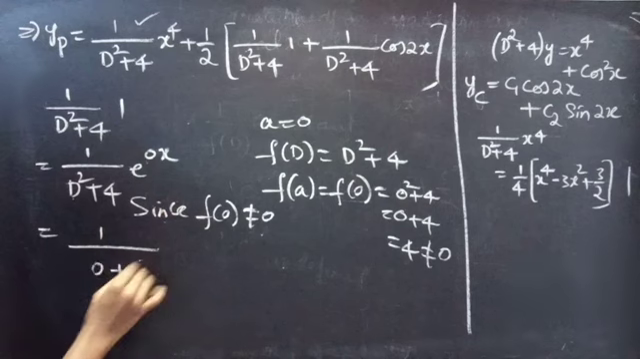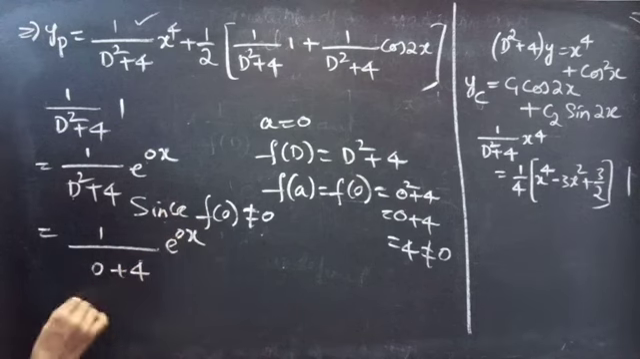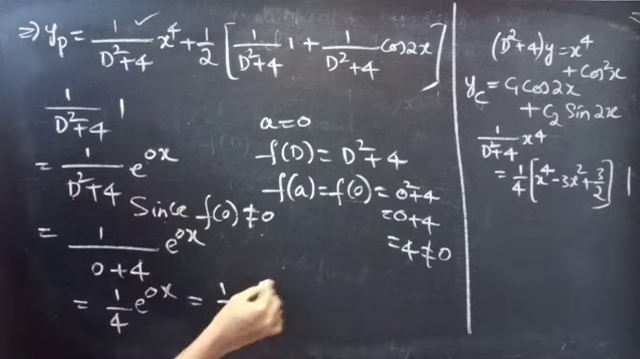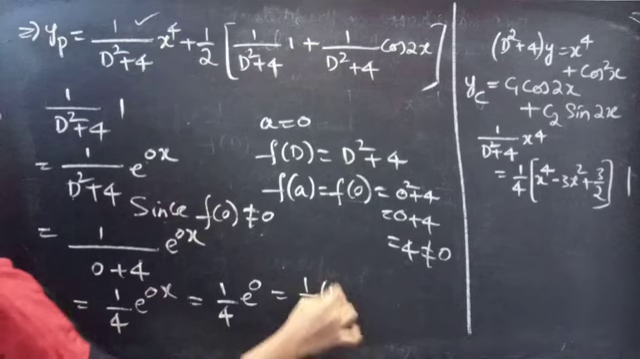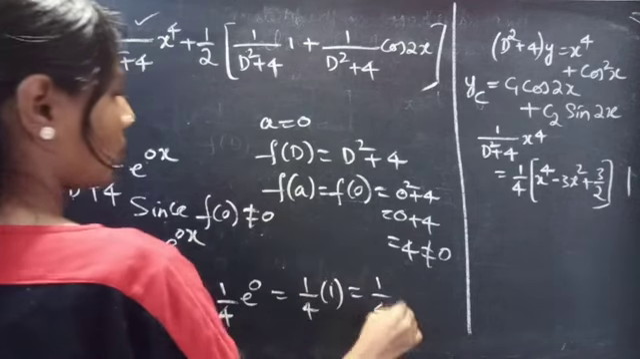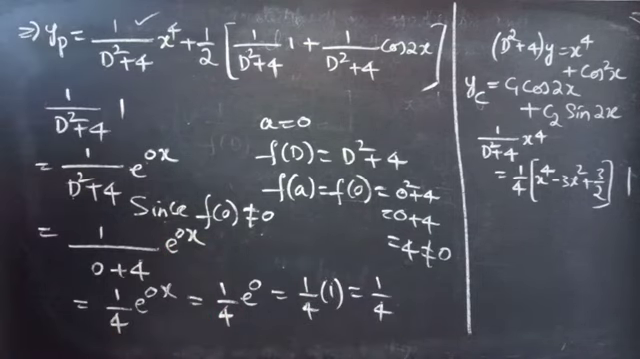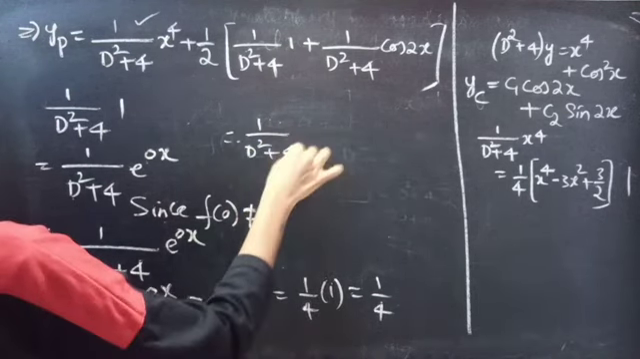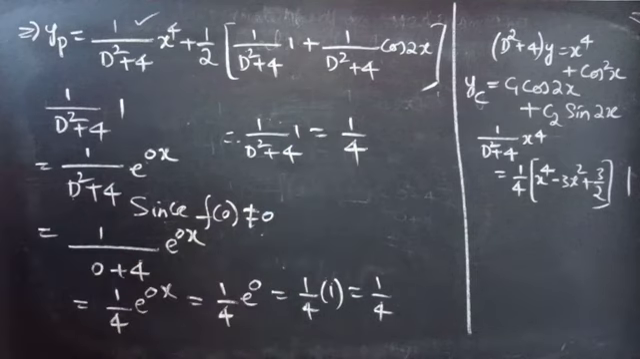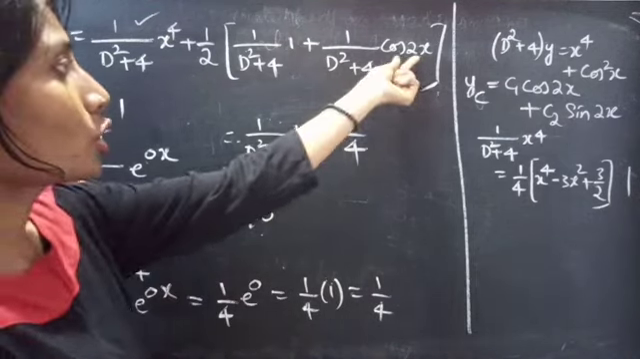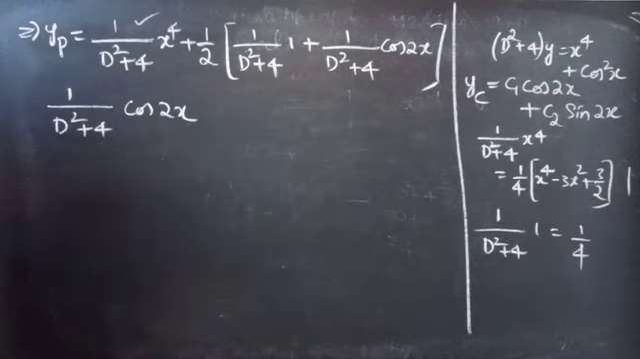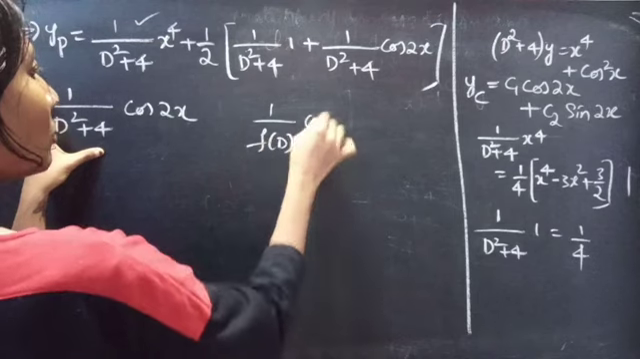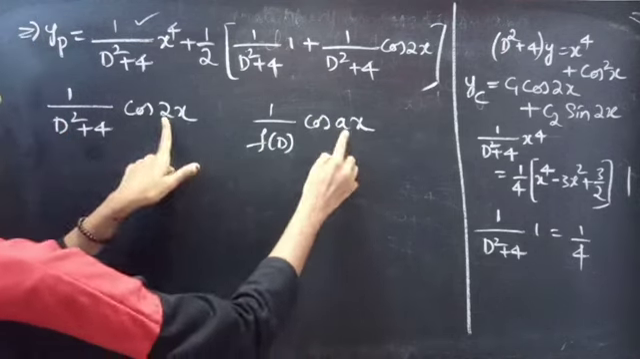We'll get 1 by 0 plus 4 into e power 0x, which is equal to 1 by 4 into e power 0x, and e power 0 is equal to 1, so 1 by 4 into 1, which is equal to 1 by 4. Therefore, 1 by f of D into 1 is 1 by 4. Now let's find 1 by f of D into cos 2x. So this is of 1 by f of D into cos ax form, right? For a equals 2.